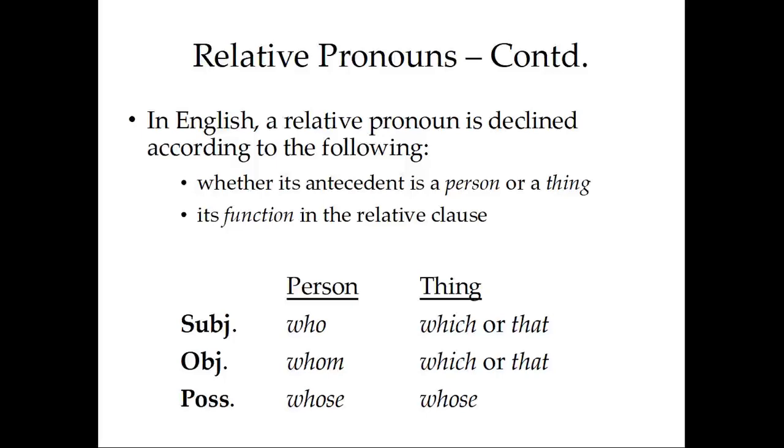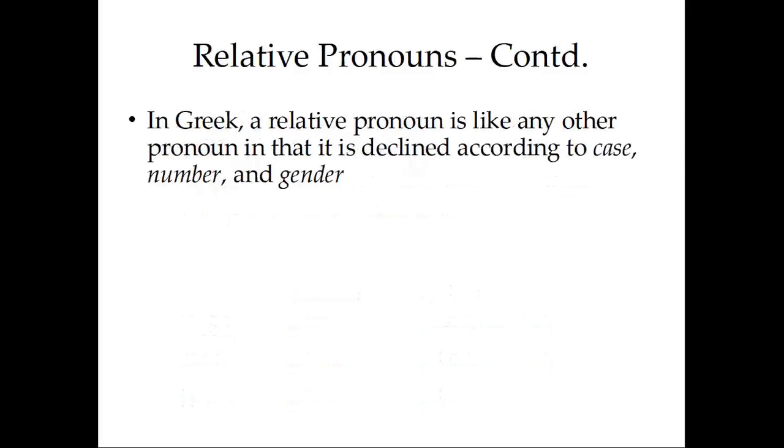We're not going to get into that, and Greek actually doesn't do anything with that distinction, and neither, as we may one day see, does German. So in Greek, a relative pronoun is like any other pronoun in that it is declined according to case, number, and gender. So in Greek, pronouns, nouns, adjectives all have to be declined according to case, number, and gender, not according to the criteria that we use in declining our relative pronouns.